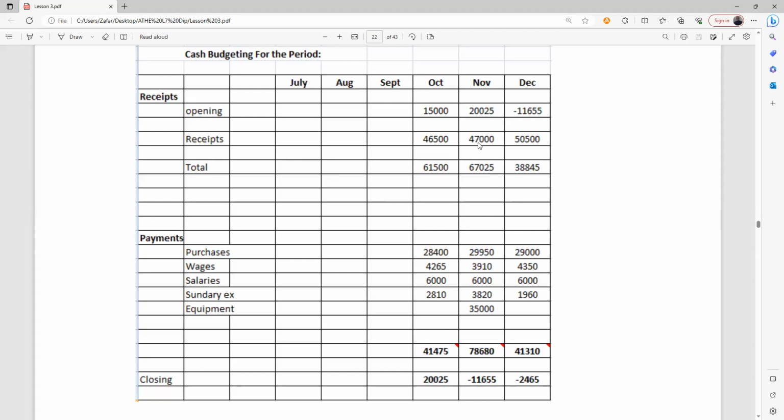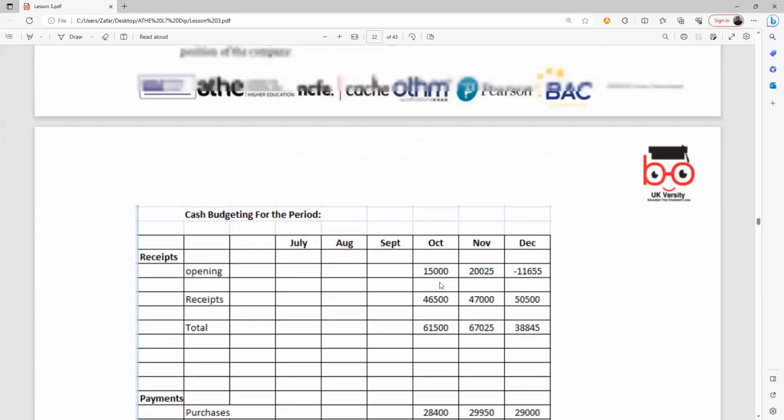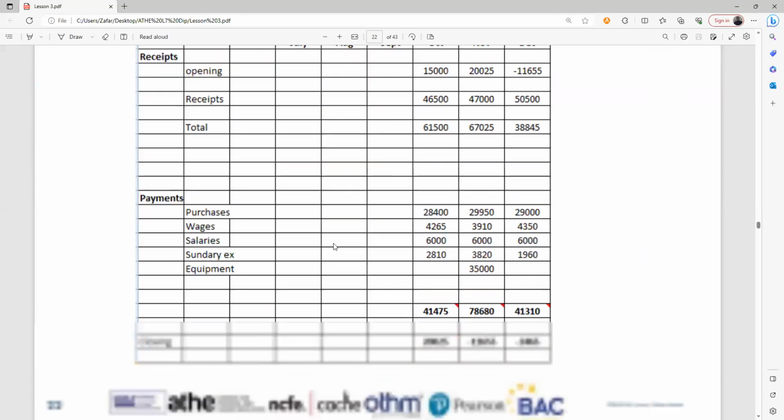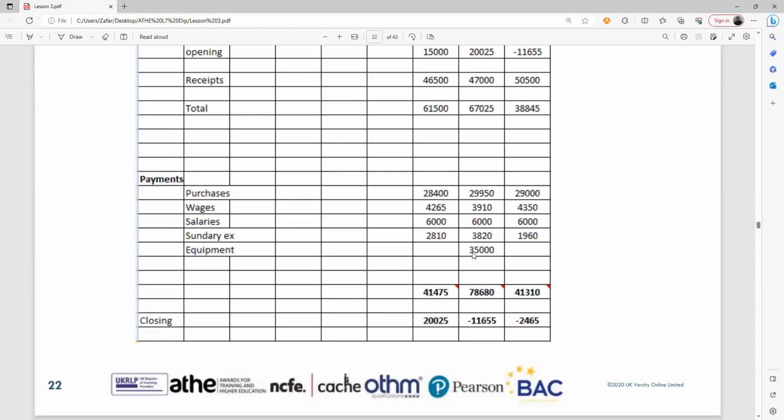Then you get these receipts. You add these two together, that will be 67,025. Then you take your payments out, which will be 78,068. So your payments have gone up more because you bought some equipment this month in November. If you look at this here, new equipment costing 35,000 will be paid for in November. So the cash budget will be gone over in November, but your revenue is coming slowly, two months delayed.